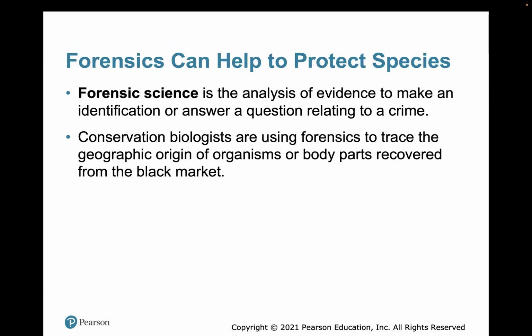Forensic science, as you know about forensics, is used to analyze evidence for a crime. So conservation biologists are using forensics to trace the geographic origins of organisms or body parts recovered from the black market. For example, to determine whether whales that are legally protected by the ESA are being sold, they have analyzed some samples of whale meat sold in Asian markets.